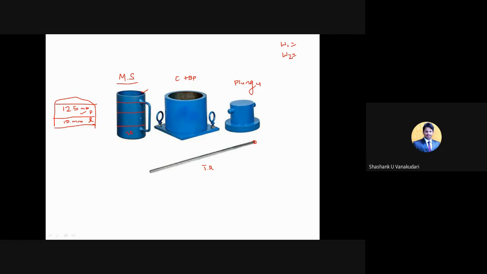Clear? So once you measure this entire aggregate, you need to place it in this cylinder which consists of this base plate. Approximately it will come here. Clear? So now on top of that you need to place this plunger. It will be in this shape. Like this it is going to fit here.